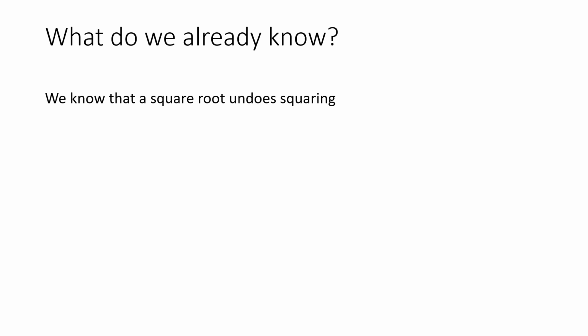So what do we already know? Every lesson, and if you've watched others of my lessons, I like to always present new content in the light of old content. What do we already know about numbers or algebra? Well, we know that a square root undoes squaring. That is what a square root is. And we're going to begin with square roots and then we'll generalize it. So for example, the square root of x squared is equal to x.